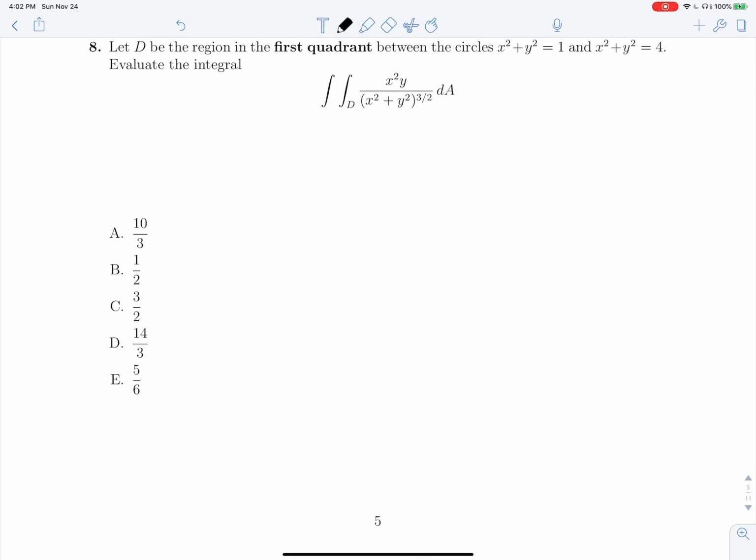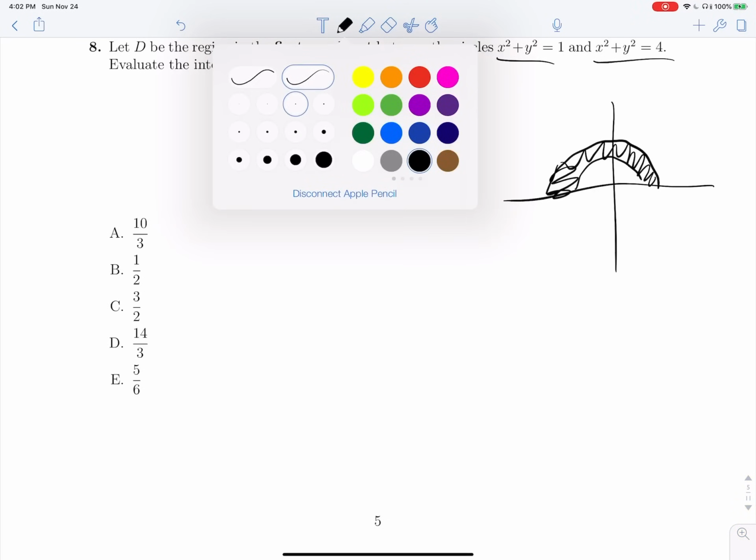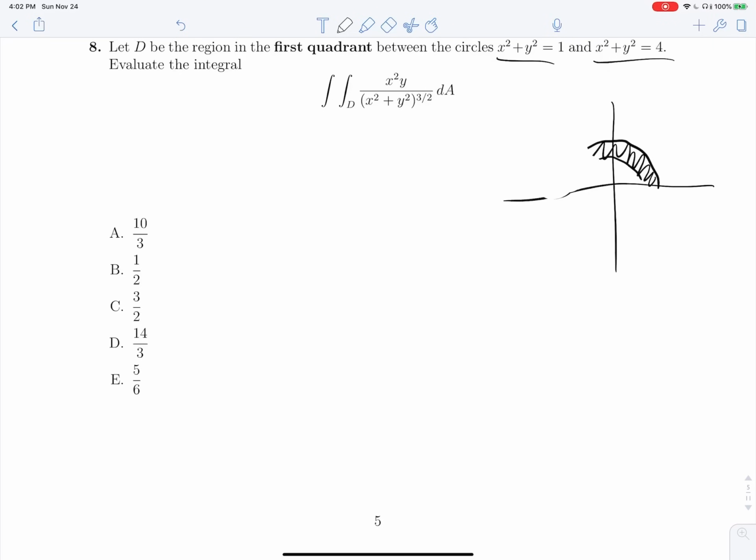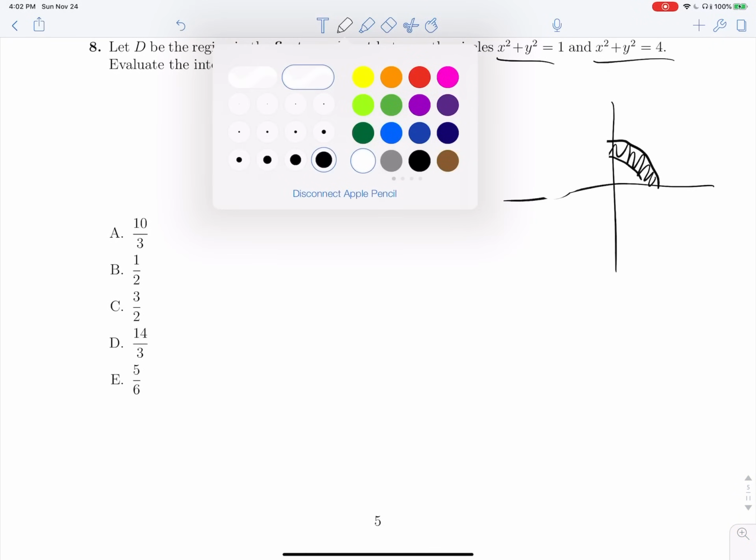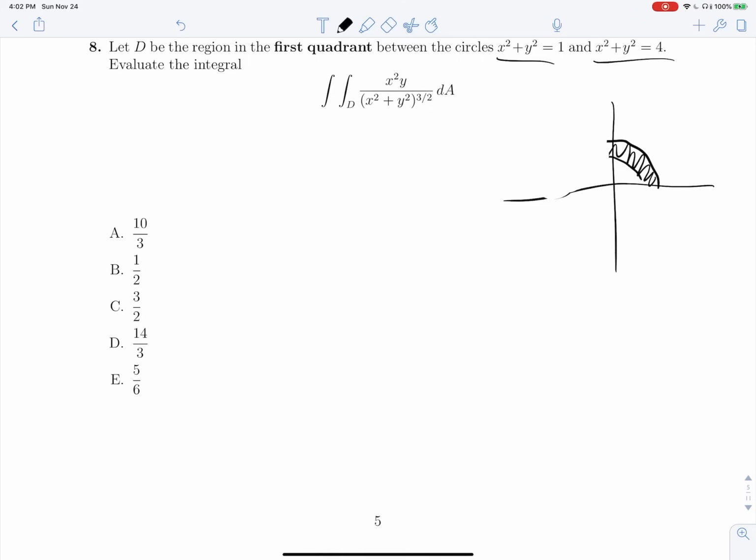Okay, let D be the region in the first quadrant between the circle of radius 1 and the circle of radius 2. We can graph that out. Circle of radius 1, circle of radius 2. We want this region here. Oh, sorry. And they said first quadrant. So disregard all of that in there. We're just looking at the first quadrant. So that's telling us that we should be able to put this into polar coordinates relatively easily. So we can set up our double integral.